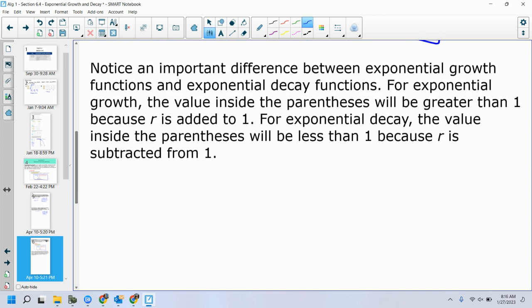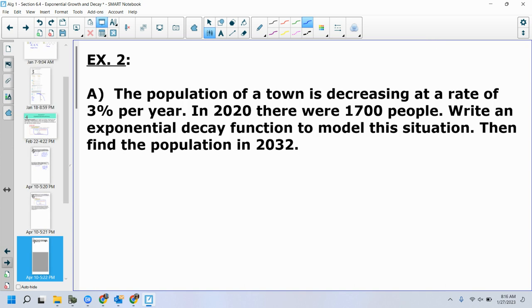Notice an important difference between the exponential growth functions and exponential decay functions. For exponential growth, the value inside the parentheses will be greater than 1. For exponential decay, the value inside the parentheses will be less than 1. The population of a town is decreasing at a rate of 3% per year. In 2020, there were 1,700 people. Write an exponential decay function to model the situation and find the population in 2023. So we can use exponential growth and decay functions to model situations that might tell us about the future.